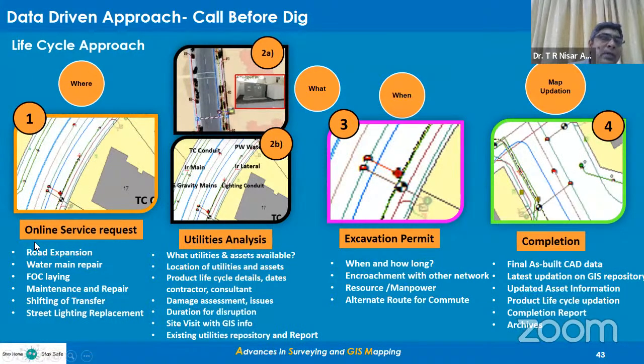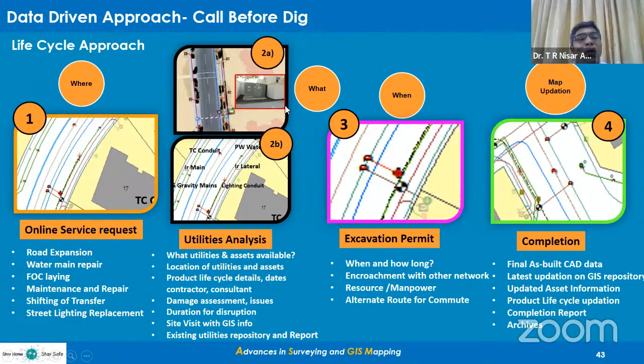Request has to go to the owner of the utilities through the online services, that on this particular street, this road, excavation has to be made for the repair or laying of this one, and through the web services it has to show.